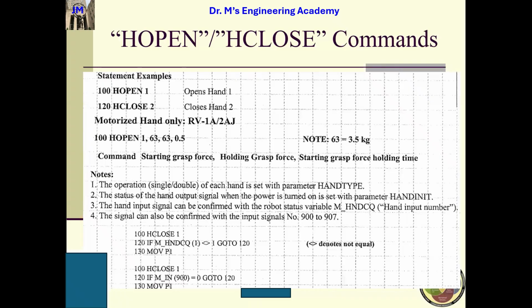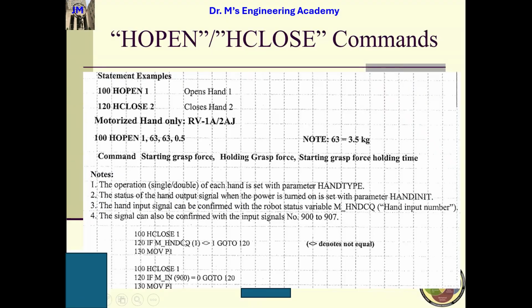For highly sophisticated industrial robots, you can specify the grasp force. How much force? How much is the gradient force? You can just specify. That's a very good question. The status of the hand output signal when the power is turned on is set with a parameter. As I said, you do not need to take care of this. What you need to do is just use the hand, and don't change any of these parameters.